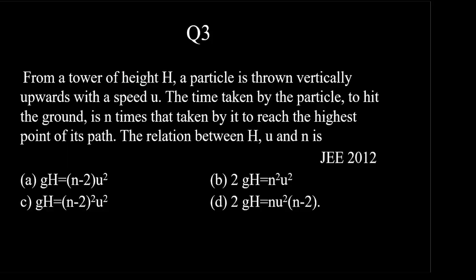From a tower of height h, a particle is thrown vertically upwards with a speed u. The time taken by the particle to hit the ground is n times that taken by it to reach the highest point of its path. The relationship between h, u and n is.